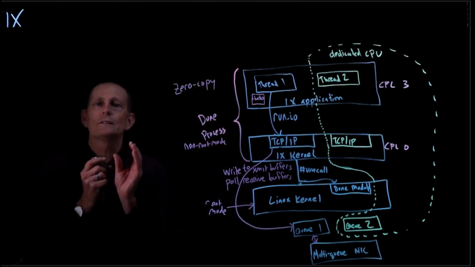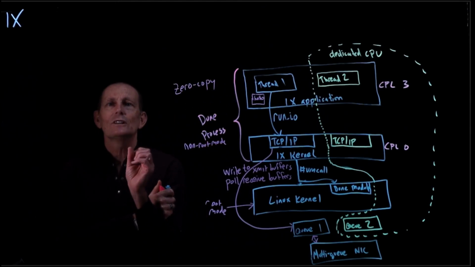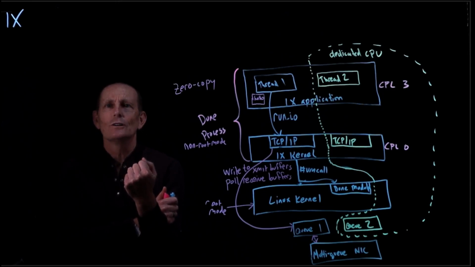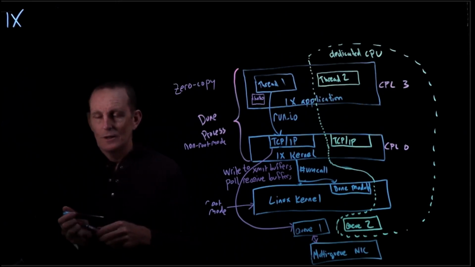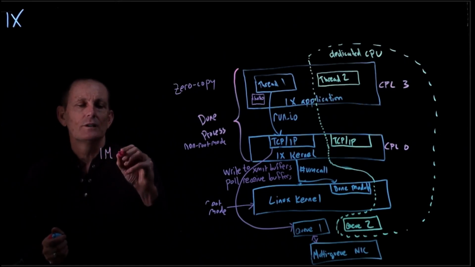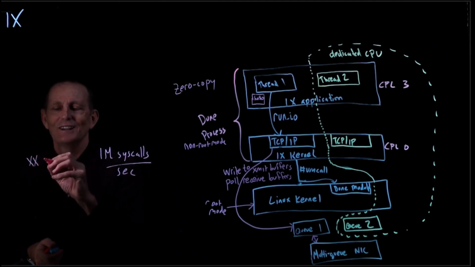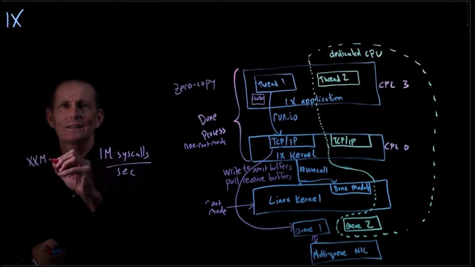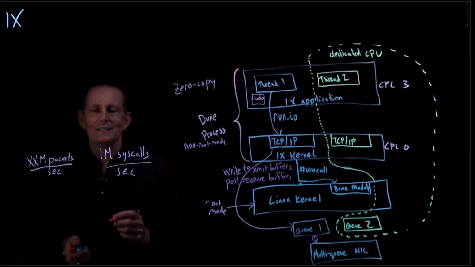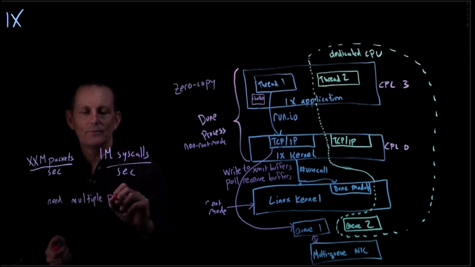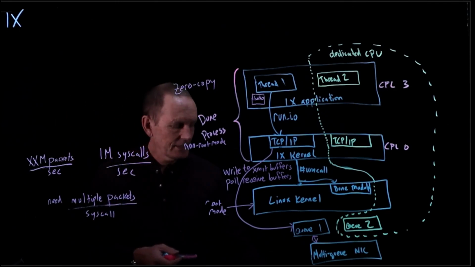So we know if we have a small message to send, making a system call to send that message causes the system call overhead to be quite large. So if we have available 1 million system calls per second, and we want to be sending some XX million packets per second, then that really says that we need to be having multiple packets per system call. And that's exactly what we're going to do.